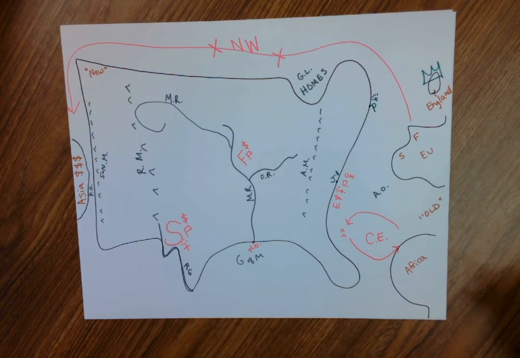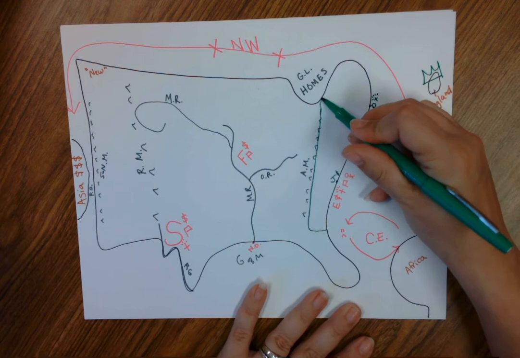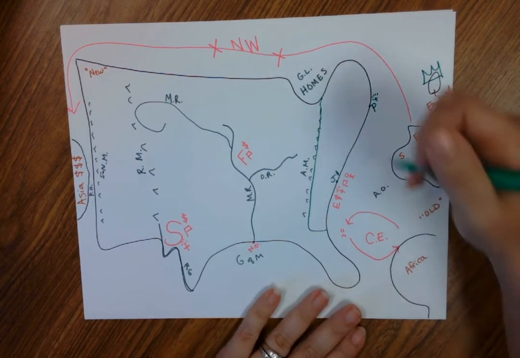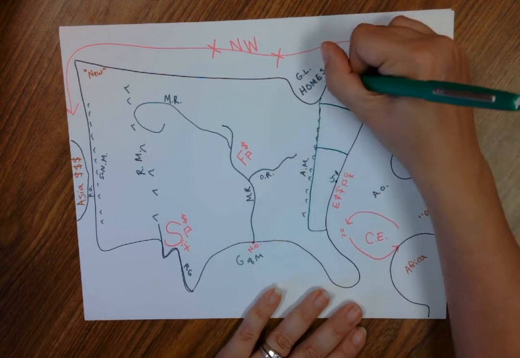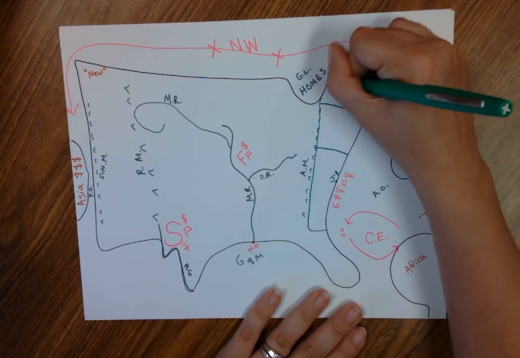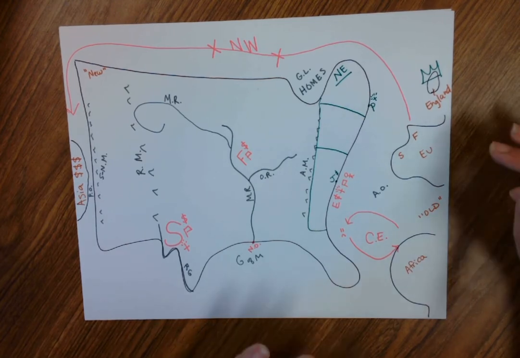Now, these two colonies eventually turn into 13. We get 3 colonial regions, and the reason they are regions is they have commonalities. When we divide it into 3, we need to remember that our New England colonies, it was cold. The soil was rocky. They're going to have shipbuilding. They're going to have hunting. They're going to have fishing.